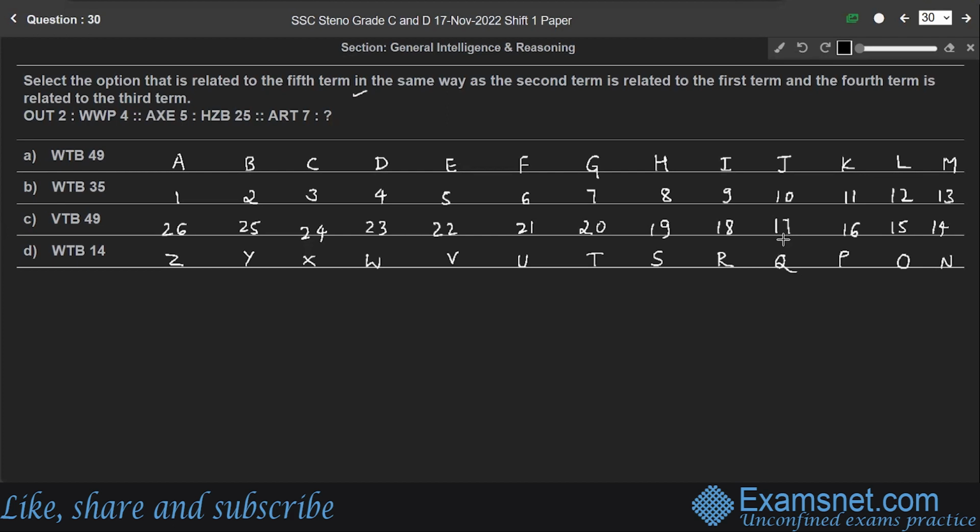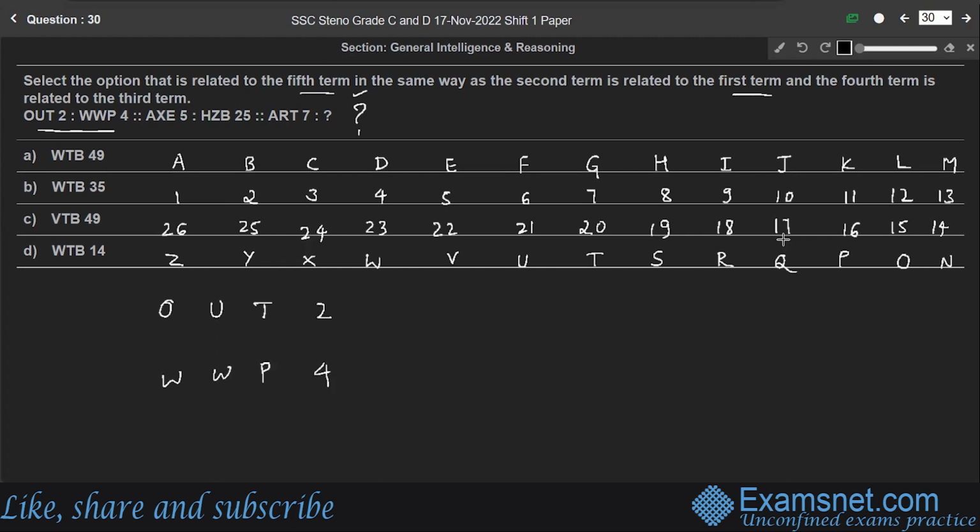Question number 30. Select the option that is related to the fifth term in the same way as the second term is related to the first term and the fourth term is related to the third term, right? We need to find the sixth term, right? So for that, we'll consider the first two terms. OUT 2 is related to WWP4, right?